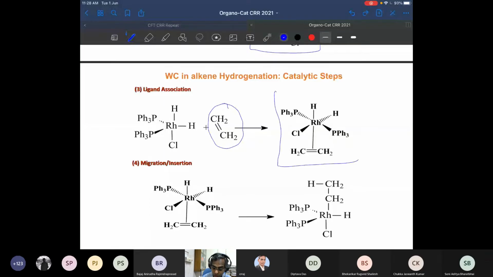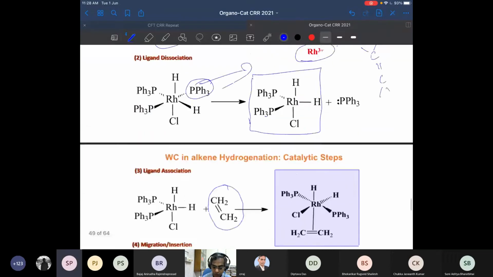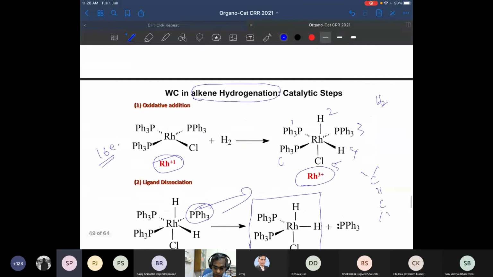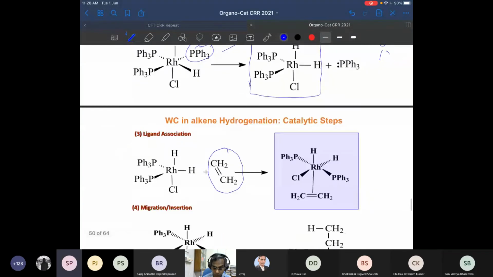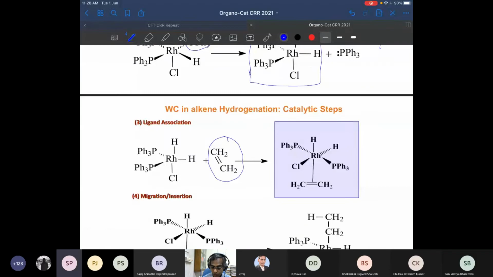Right? This is the pi complex, that is after the association of your alkene ligand to the metal center. First, I repeat again, oxidative addition, then ligand dissociation takes place. It can take place in two separate steps, or simultaneously. And then ligand association, that is the pi complex formation.